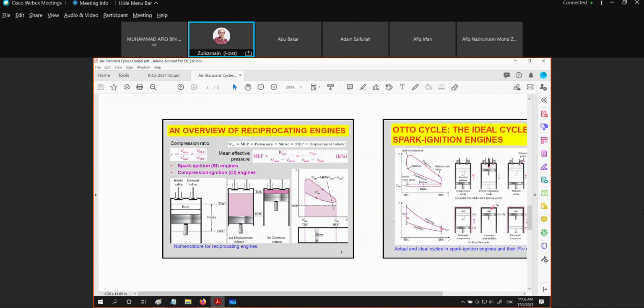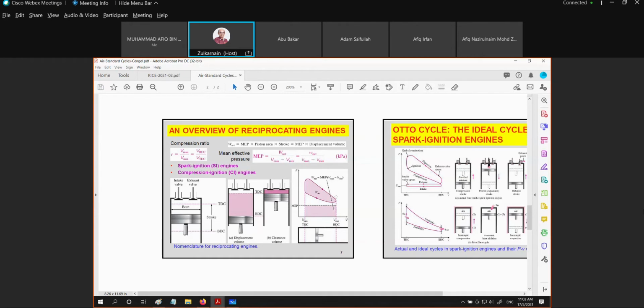The compression process 1 to 2 and expansion process 3 to 4, we assume are done isentropically, also known as a reversible adiabatic process. And then the heat rejection and heat addition are done as isochoric, or constant volume, processes. If we sketch the process on a PV diagram, this is how it looks for the Otto cycle.